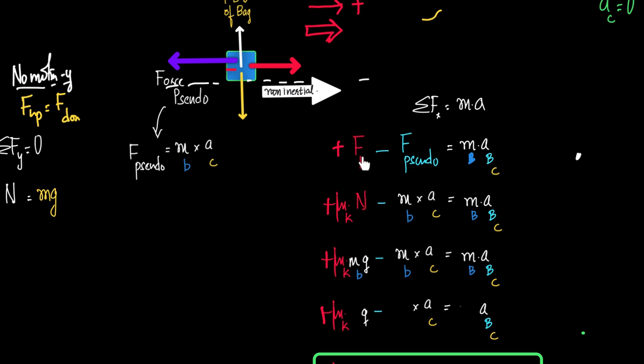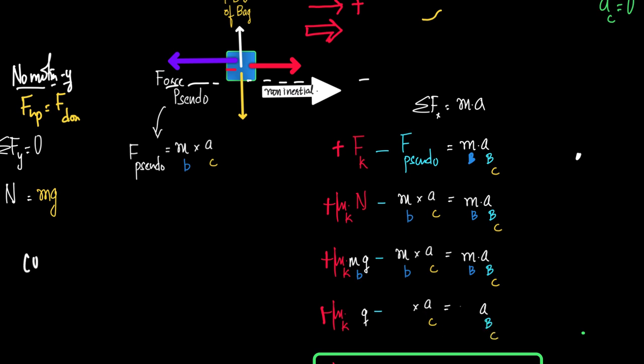Now let's see. What is Fk? Mu k into N. What is N? mg, mass of the bag into g. Now, throughout this equation, what is common? mb is common, so I can divide this entire equation by mb, and mb will get cancelled. So what we have is plus mu k into g minus AC is equal to acceleration of bag with respect to conveyor. Now, what is the acceleration of the conveyor?